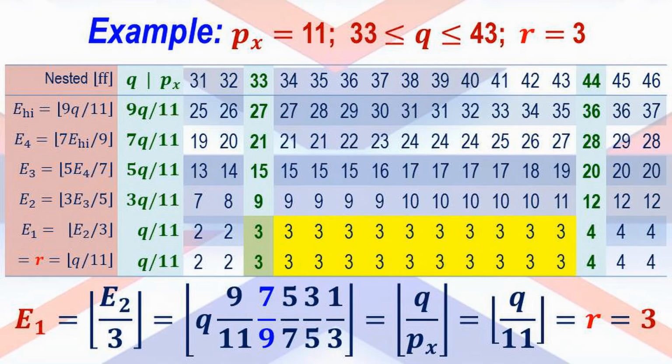Therefore, we can say that E1 is always equal to the floor function on E2 over 3, and that's a way of representing the fact that we've gone through all the sifting stages one by one down to E2 and then finally E1. That is equal to the telescoped value Q over Px taken as a floor function. That's here Q over 11, which is equal to r, which is equal to 3.